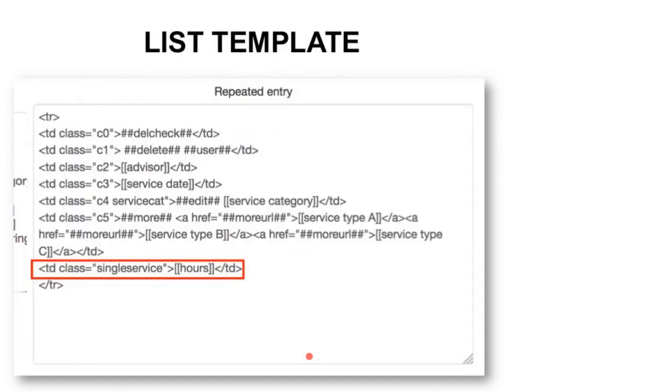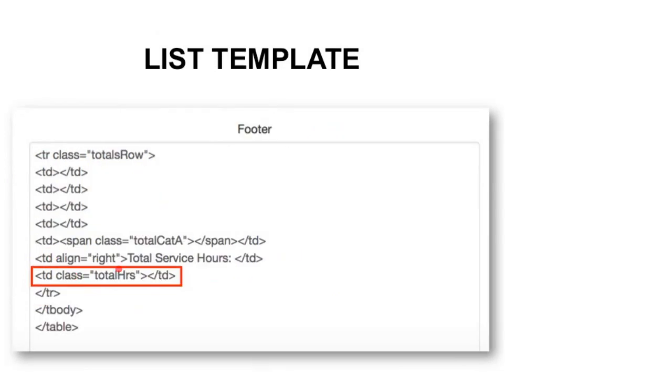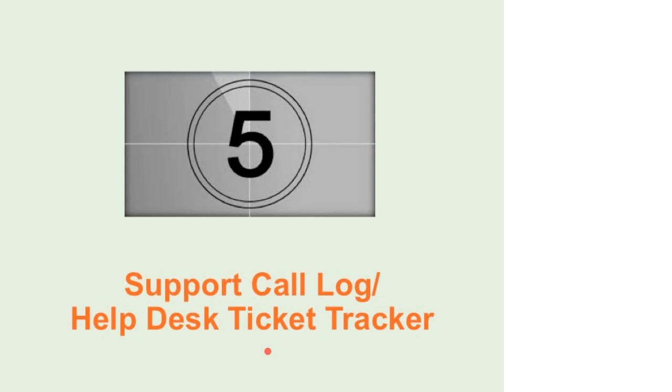Okay. In the list template, you see the total hours at the bottom, and this is what the key is. The single service is being added up and being displayed in the total hours field. So that's just for those who can understand it. That's great. You can take a look, but if not, don't worry about it too much. Use the preset and it's already programmed in for you.